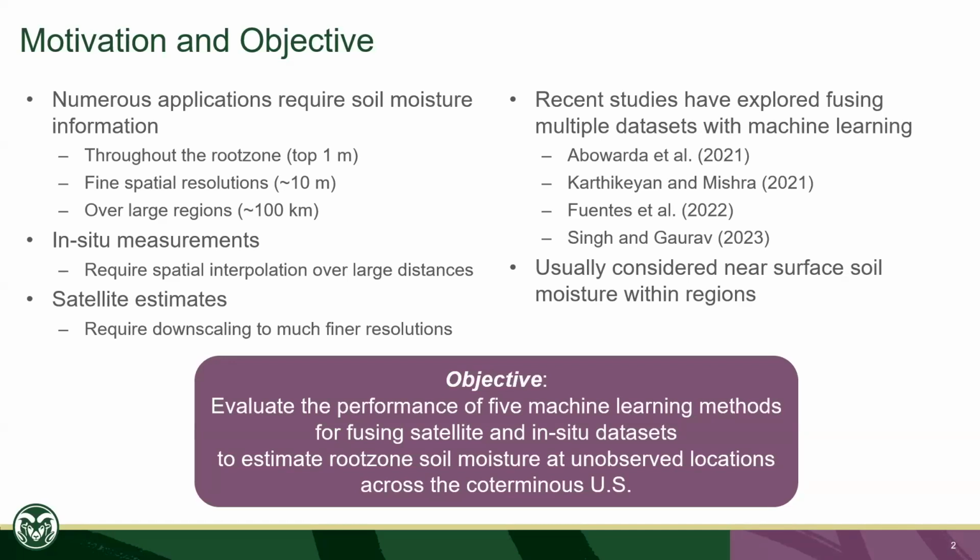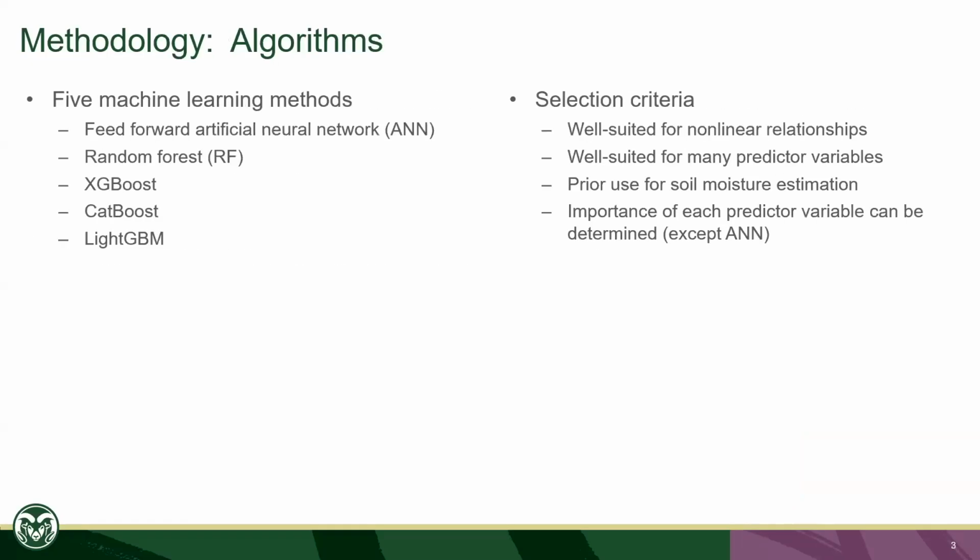So I'm going to show you results for 0 to 5 centimeters, 0 to 10, 0 to 20, 0 to 50, and 0 to 1 meter in depth. And the spatial extent of our study is across the coterminous US. The 5 machine learning algorithms we explored are listed here.